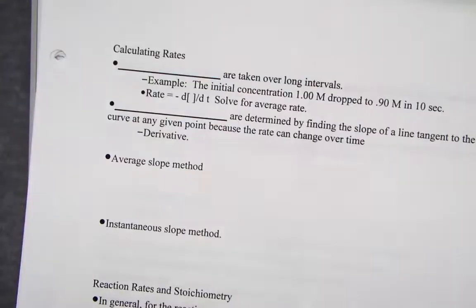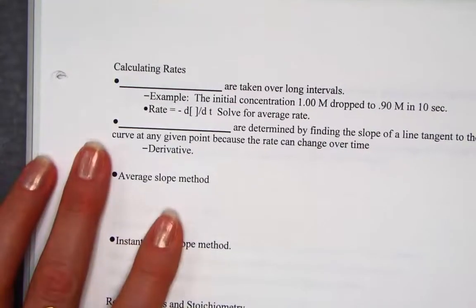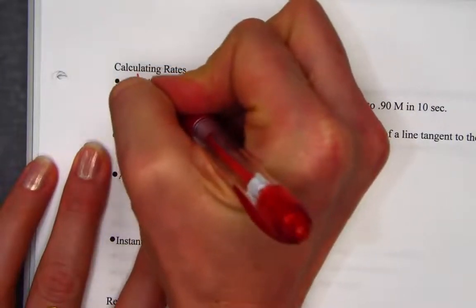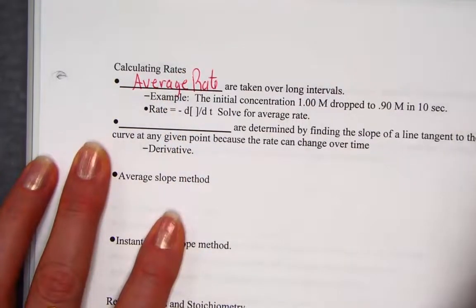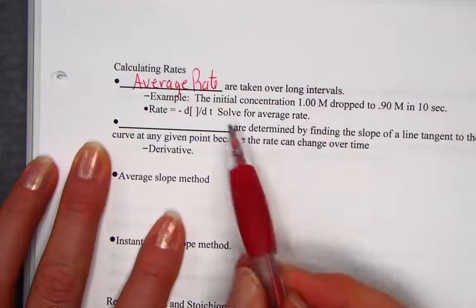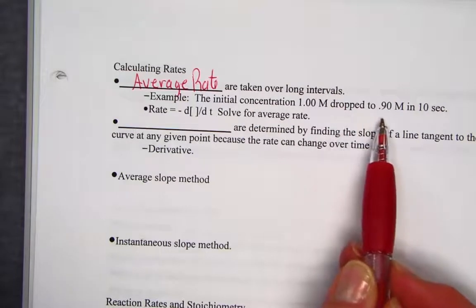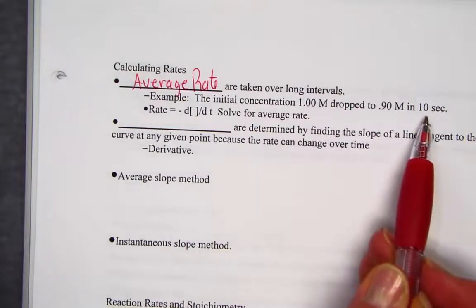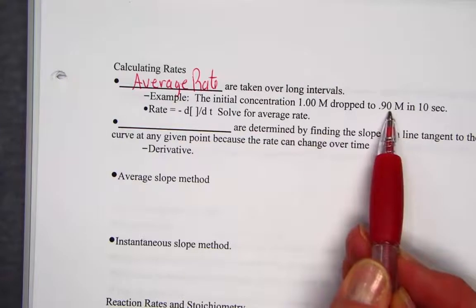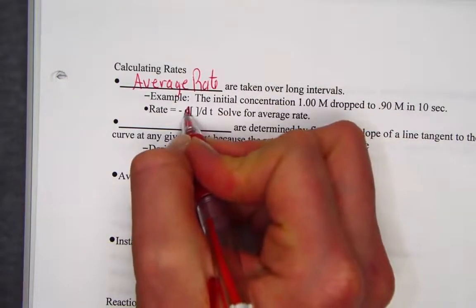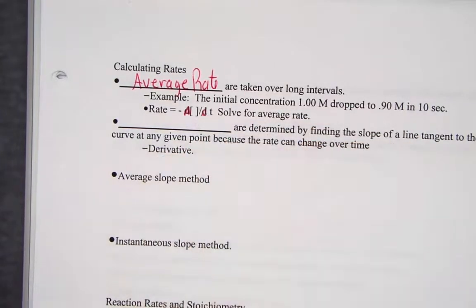If we want to calculate rates, we have many different ways to do that. The 2 that are provided in our text are known as average rates. And average rates are taken over long intervals of time. For example, if I have an initial concentration of 1 molar and it dropped to 0.9 molar in the course of 10 seconds, this is a reactant decreasing in concentration, we would solve that by noting the change in concentration of our reactant over the change in time. It's an average rate.